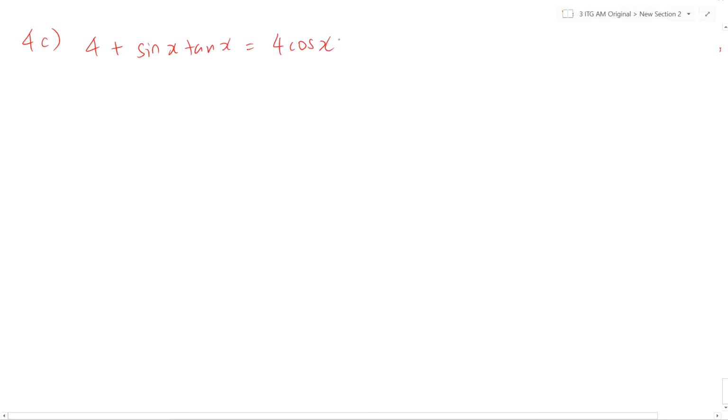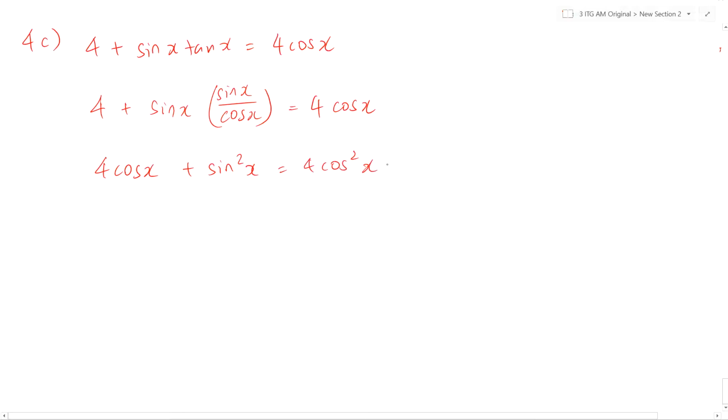Okay, what can we do from here? Tangent x changes to what? 4 plus sine x over cosine x equals 4 cosine x. What do we do next? Multiply by cosine x. Okay, let's try. Cosine x plus sine square x equals 4 cosine square x. What next?